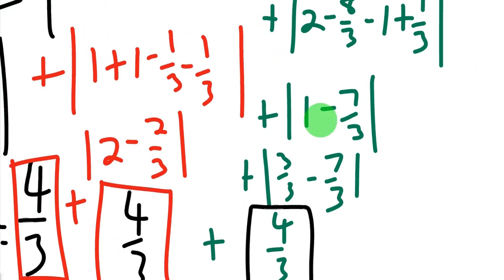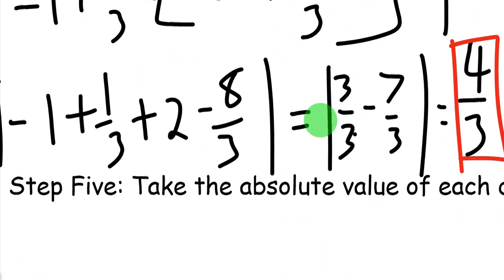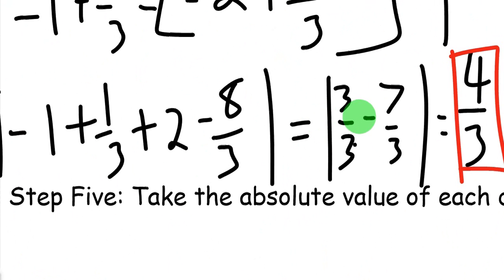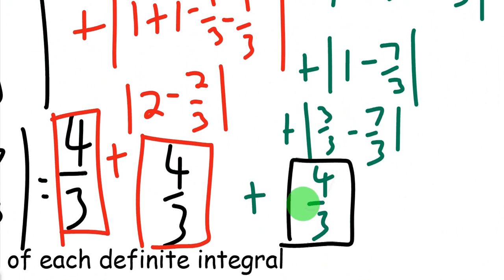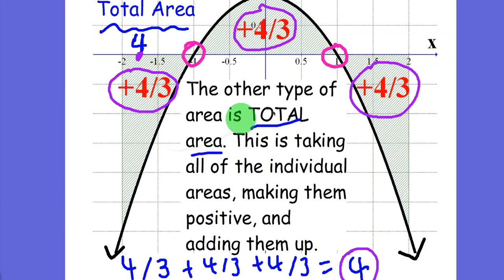And I get the same thing as I did with my first piece, which was 1 minus 7/3, or 3/3 minus 7/3. And again, we take the absolute value of that for total area, get positive 4/3, which again just confirms this last piece of the graph. It's going to be positive 4/3 for total area. Remember, it would be negative for the definite integral, which is net area.